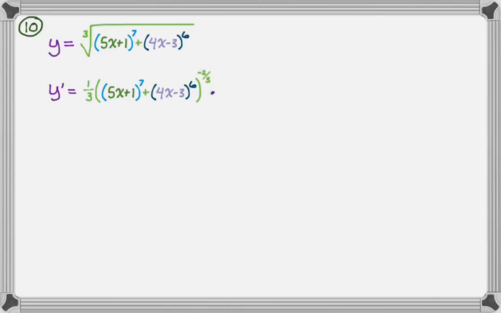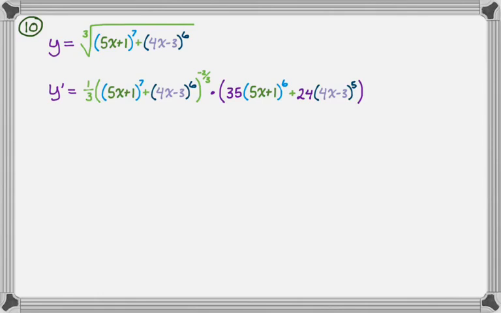And then times, now we need to multiply by the derivative of this inner function. So it's going to be two separate chain rules. For the first part, I'm going to bring the 7 down and multiply by 5, because that's the derivative of the inner function. So 7 times 5 is 35. And then we still have 5x plus 1 to the 7 minus 1, which is 6. And it's a sum, so I don't need to do a product rule or quotient rule. I can just write plus. I'm going to bring the 6 down, multiply by 4, because that's the derivative of the inner function. So 6 times 4 is 24. And then I still have the quantity 4x minus 3 to the 6 minus 1, which is 5.